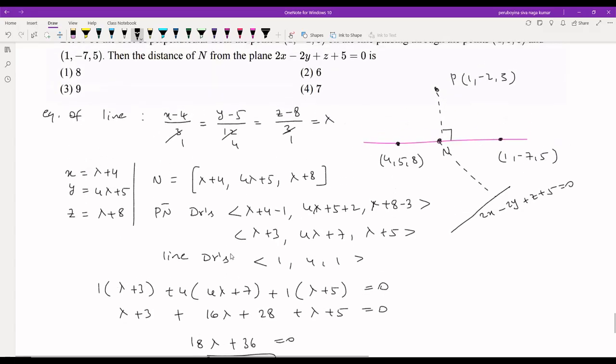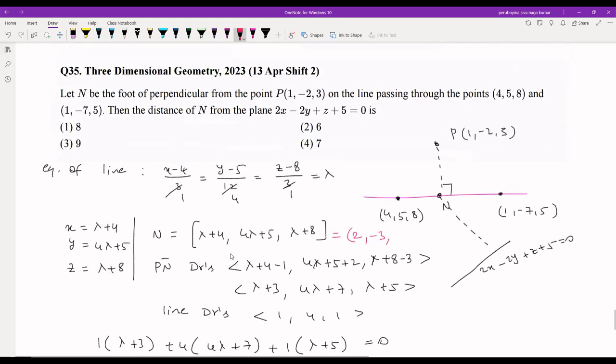After getting lambda, we have N point, no? So calculate N point. How much we got here? Minus 2 plus 4 is 2. Minus 8 plus 5 is minus 3. Minus 2 plus 8 is 6. So we got the N point 2 comma minus 3 comma 6.